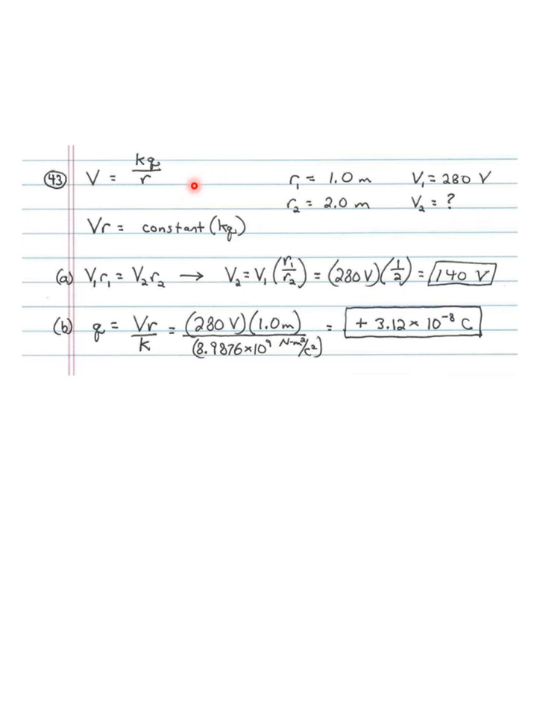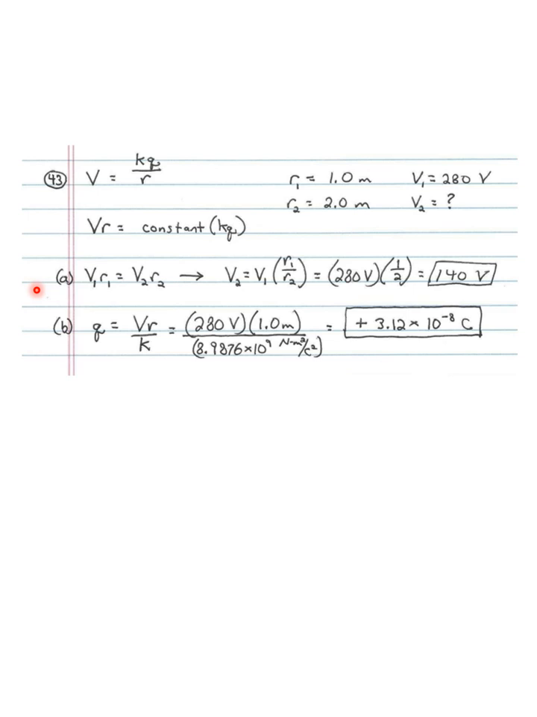If you take this original equation, it's good technique to get all the changing quantities to the left and the constants to the right. So V times R equals K times Q. And so we can write that down here. V times R is constant. Now we're not actually going to care, at least in part A, about what K times Q is. What matters is that V times R stays constant.